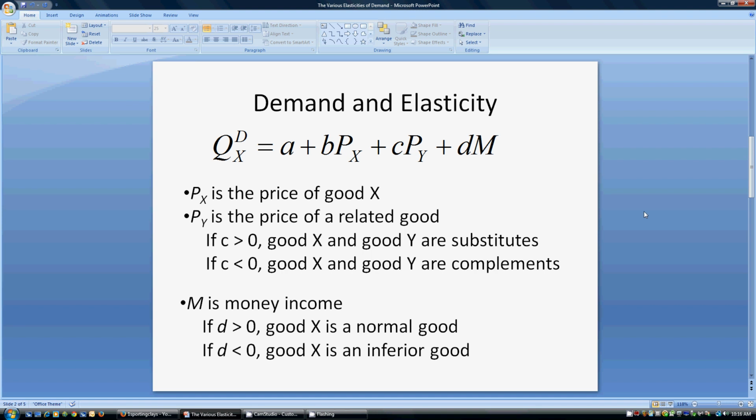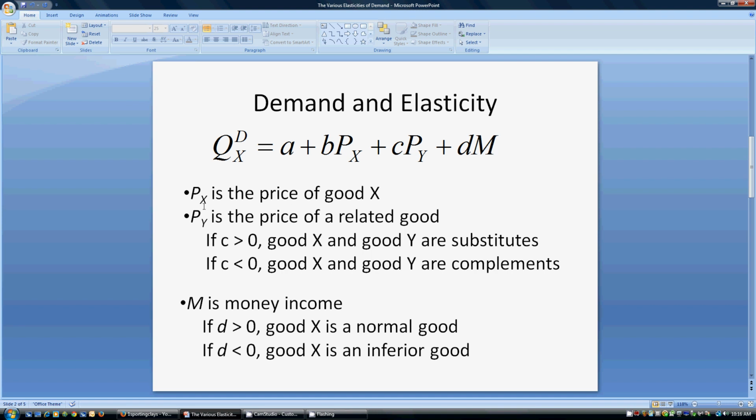So here's a linear demand function. On the left-hand side, we've got the quantity demanded of good X, which is going to be a function of the price of good X, P subscript X, the price of good Y, which is going to be a related good. This could be a substitute good or a complement good. And the quantity demanded of good X will also depend on consumer income, money income, M.